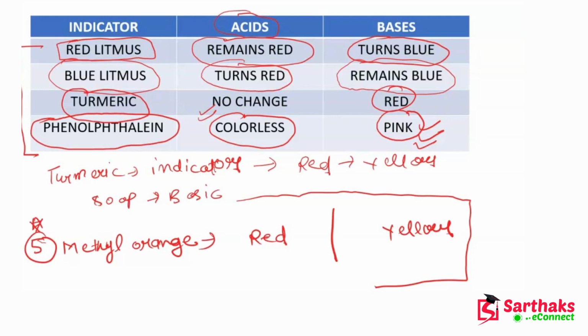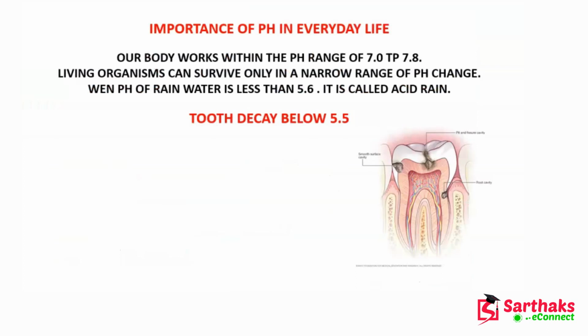Now, after understanding these indicators, let's move ahead to the next slide and talk about the importance of pH in our day-to-day life. So guys, importance of pH in our everyday life. This pH range is very important. Our body works within the pH range of 7 to 7.8.